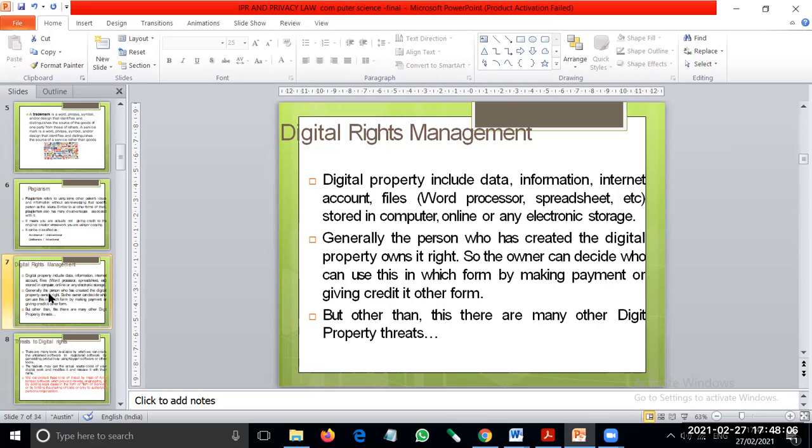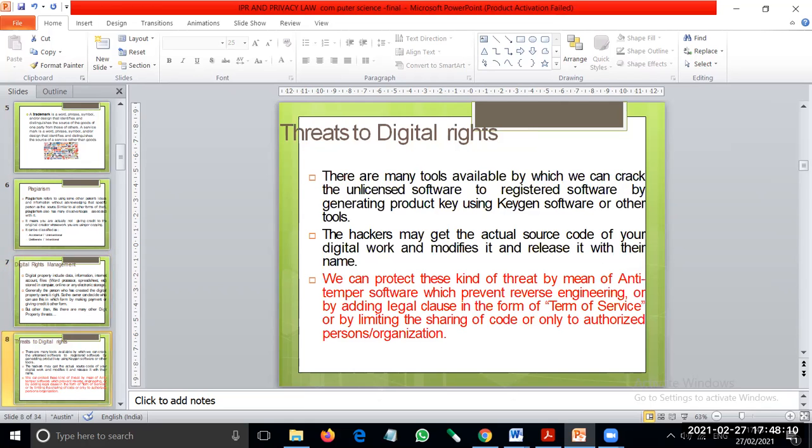But other than that, there are many other digital threats, some of which are very important. There are many tools available with which we can crack unlicensed software to register it by generating a product key using key generator software or tools. You know very well this thing. Again, we are using a trial version. If we identify the key of the original software and apply it, the software will crack. You know very well. So hackers and crackers crack the software.